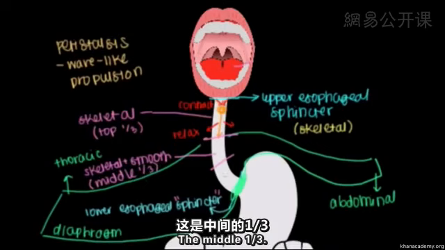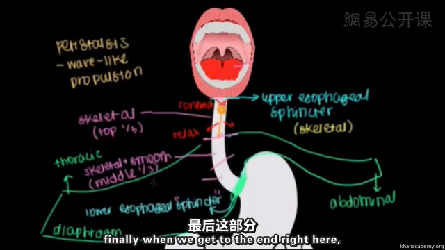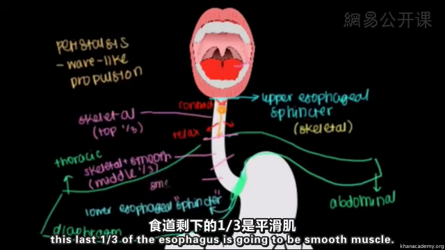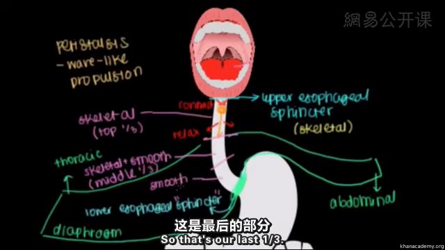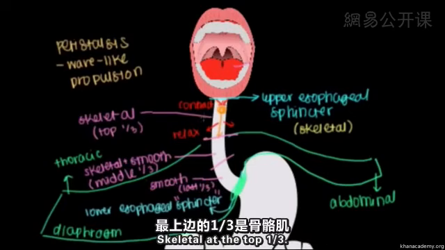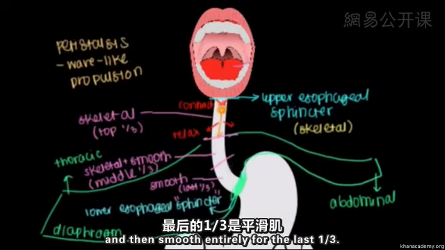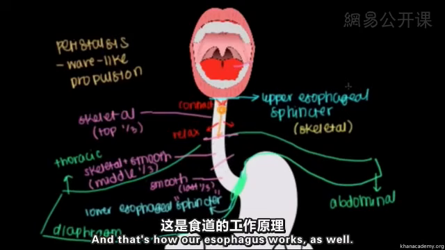The middle 1/3. And as the progression goes, finally, when we get to the end right here, this last 1/3 of the esophagus is going to be smooth muscle. So that's our last 1/3. And so that's how the esophagus is split up into 3 parts. Skeletal at the top 1/3, skeletal and smooth for the middle 1/3, and then smooth entirely for the last 1/3. And that's how our esophagus works as well.